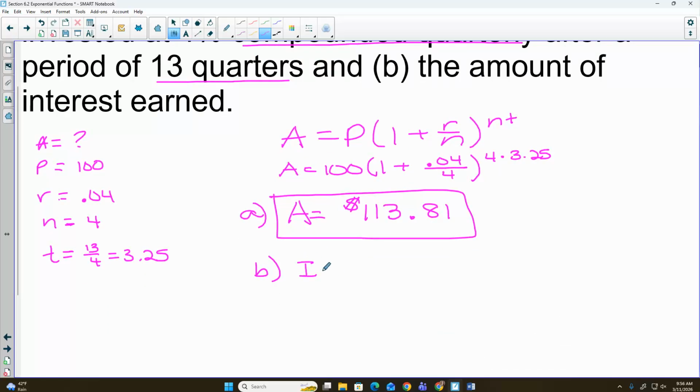So to get the interest, the amount you were paid, you just take your ending amount minus your starting amount. Okay, so we can see we were paid $13.81 interest. All right. Questions right there.